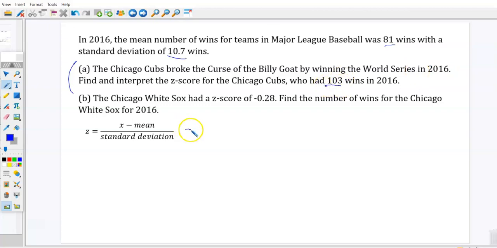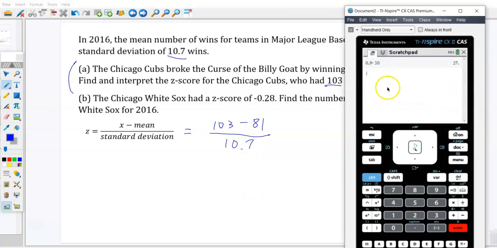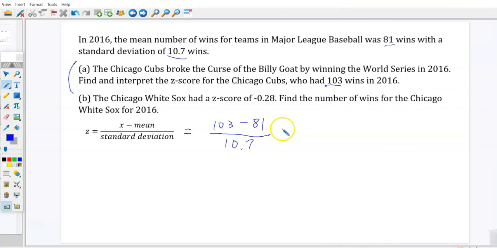According to the formula, that would be 103, the value, minus the mean of 81, over the standard deviation of 10.7. So then you're going to get out your calculator. I like to hit Control Divide to get a fraction template. You do 103 minus 81 over 10.7. Interestingly, because it has a decimal in it, it'll automatically return a decimal answer. So 2.05, and that's positive. So positive 2.05.